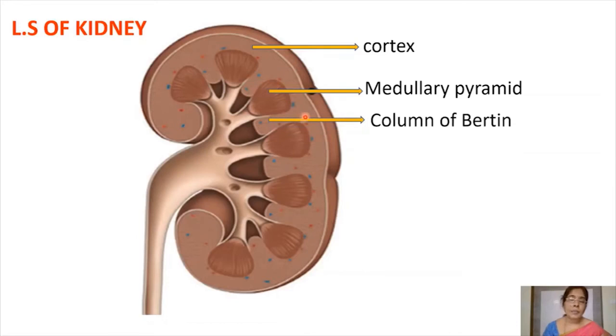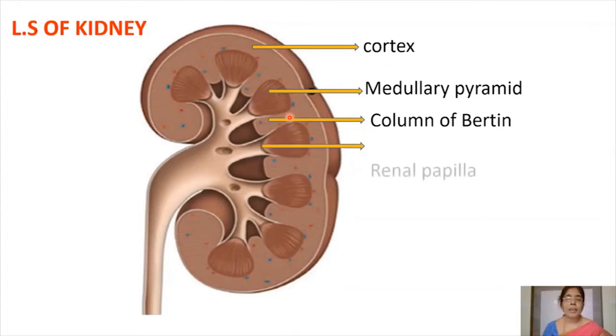The cortex projects in between the medullary pyramids, and these cortical projections present between the medullary pyramids are known as columns of Bertin. Cortex is like a continuous tissue, but medulla is not a continuous tissue. It is in the form of medullary pyramids. Gaps are there in between the medullary pyramids, and the cortex projects in between them, and the cortical projections are known as renal columns of Bertin.